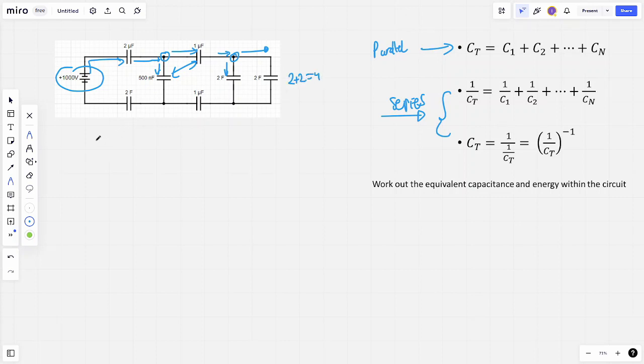Now this diagram can be redrawn to look something like this. Everything else remains the same, but here that 2 plus 2 now becomes 4 farads, and everything else as usual stays the same. So this is quite a rough drawing, but you get the idea.